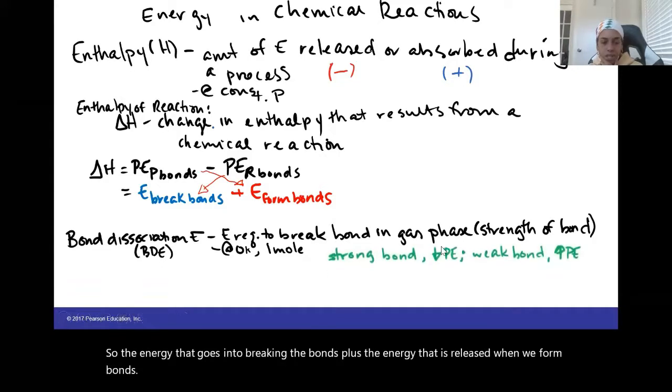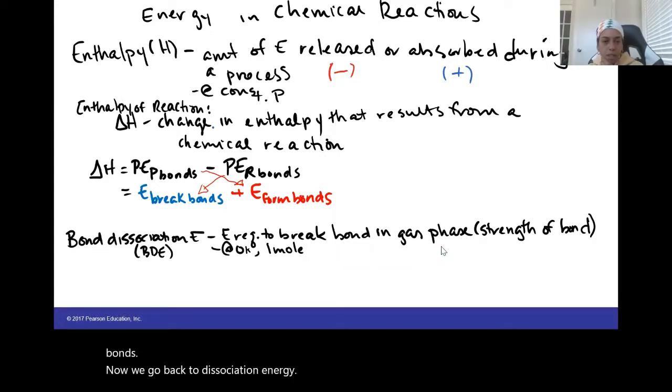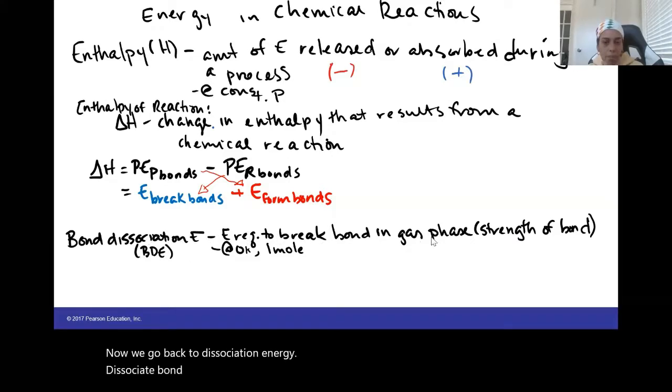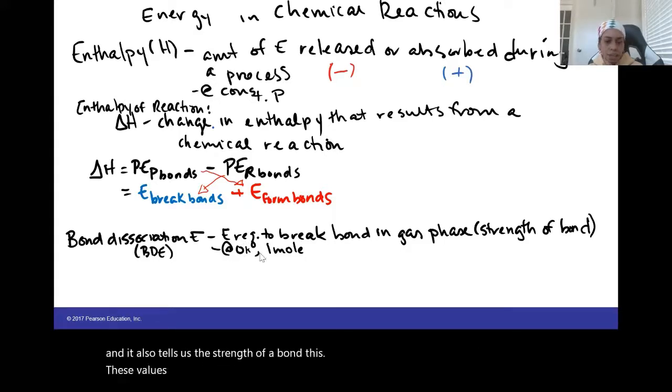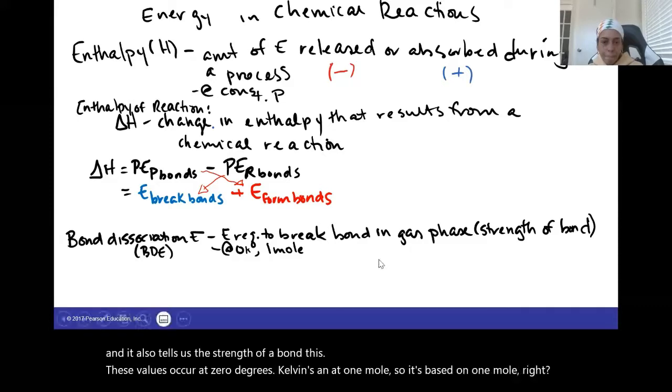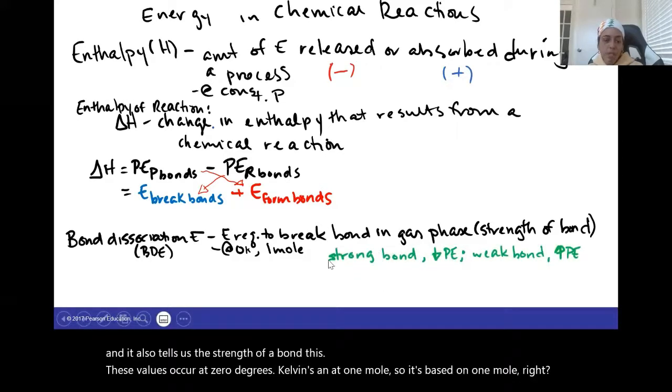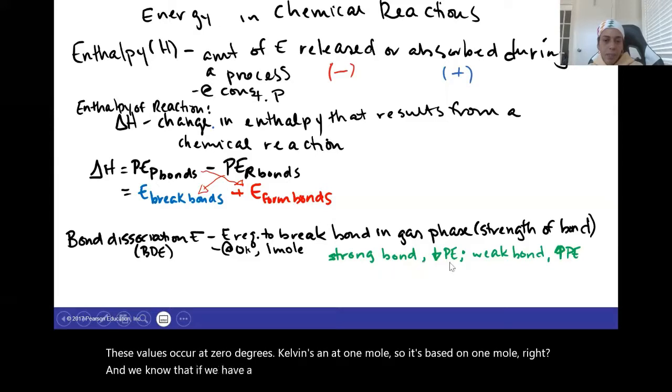Go back to dissociation energy, right? Bond dissociation energy is the energy required to break a bond in the gas phase. And it also tells us the strength of a bond. These values occur at 0 degrees Kelvin and at 1 mole. So it's based on 1 mole, right? And we know that if we have a strong bond, the potential energy is low. And if it's a weak bond, the potential energy is high, right?